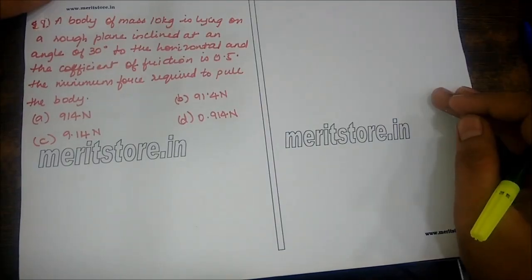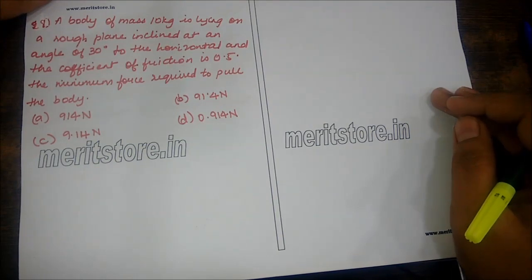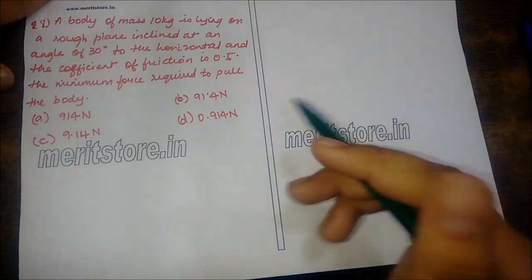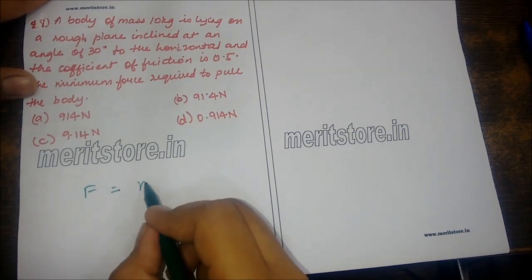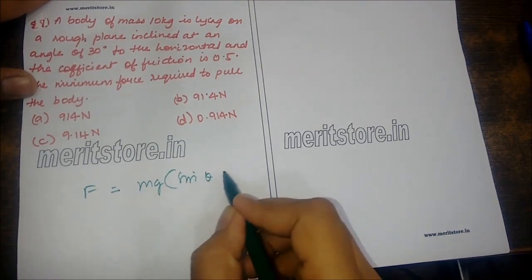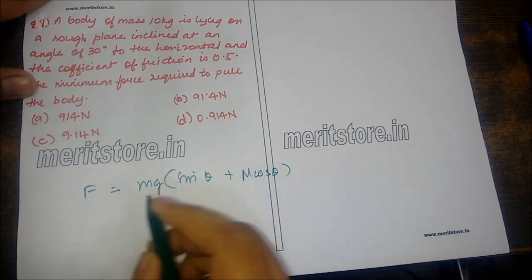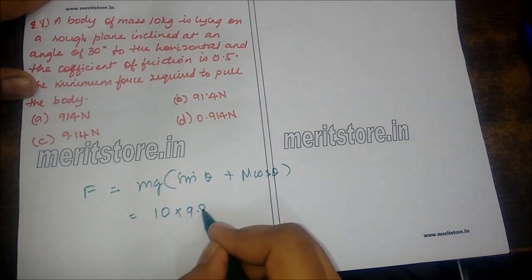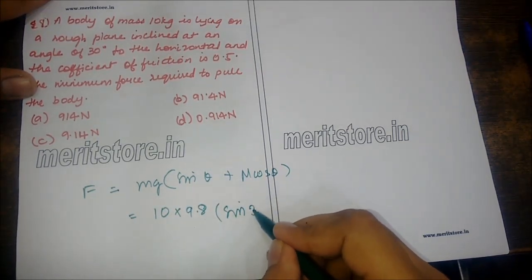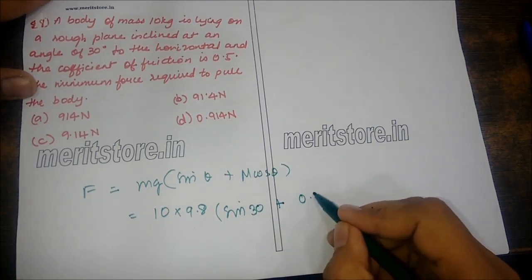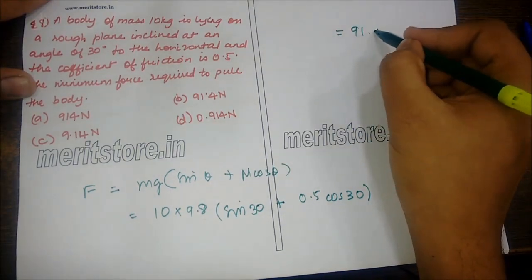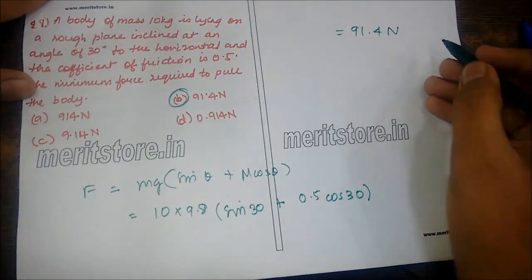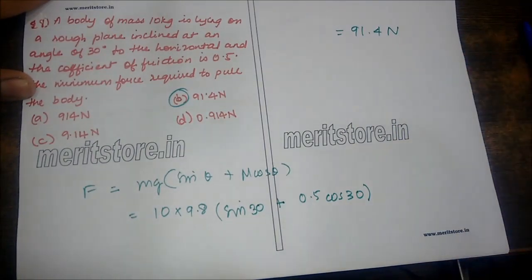A kg is lying on a rough plane inclined at an angle of 30 degree to the horizontal and coefficient of friction is 0.5. The minimum force required to pull the body is. So now we know minimum force F is equal to mg (sin theta plus mu cos theta) which is 10 into 9.8 (sin 30 plus 0.5 cos 30), which on solving we get 91.4 Newton. So option B, 91.4 Newton is the correct answer.